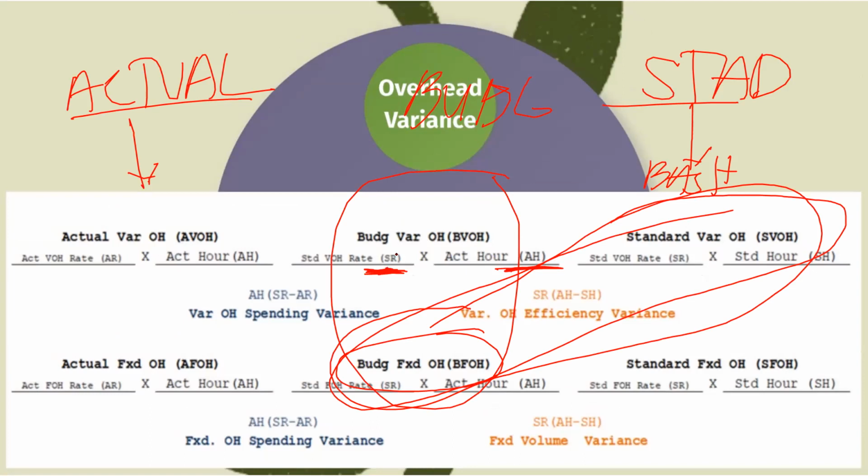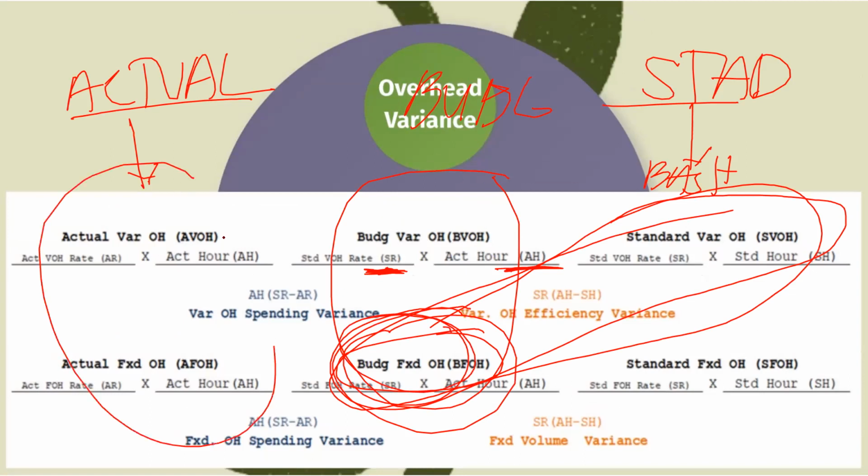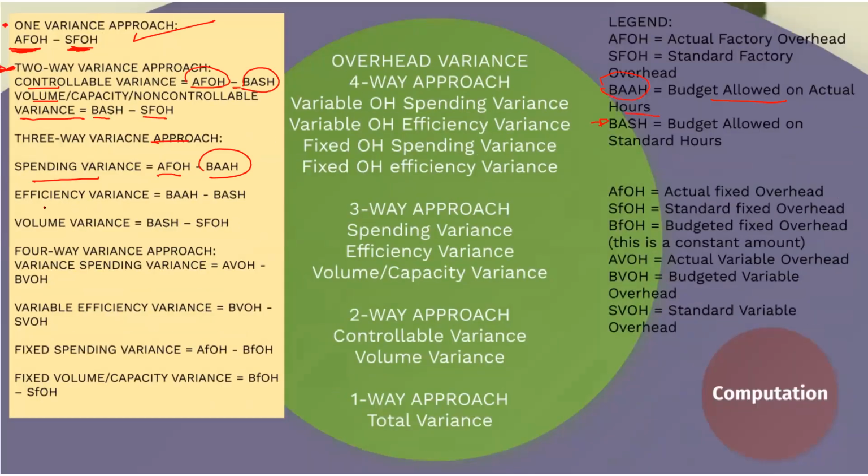Remember, BASH and BAA always have a variable and fixed component. The fixed component is the same. Okay? The fixed component is the same. The budgeted fixed overhead. You compared BAA to your actual factory overhead to get spending variance. Okay? Next item, how about efficiency variance?